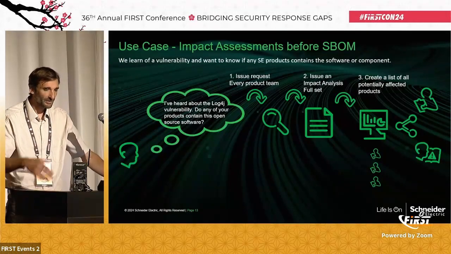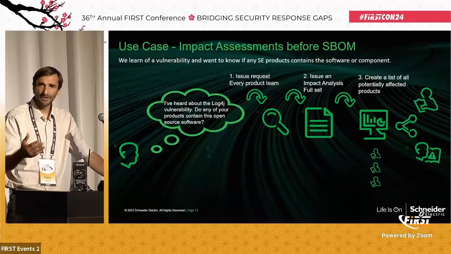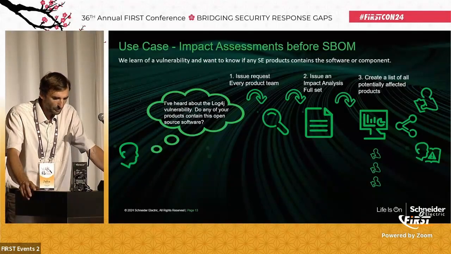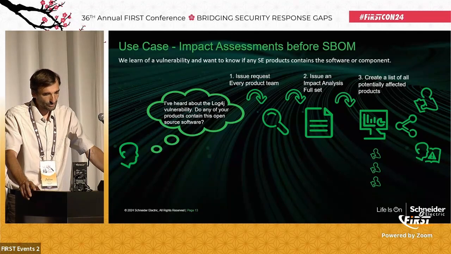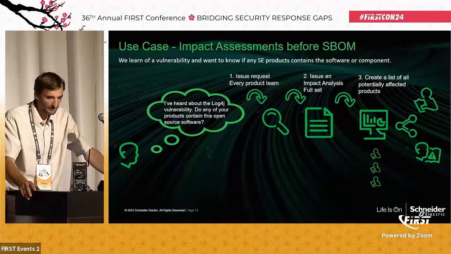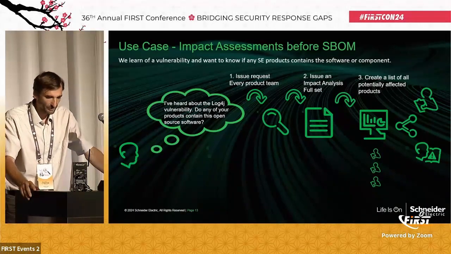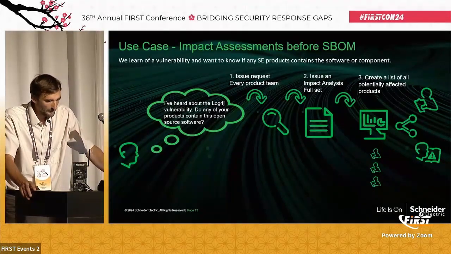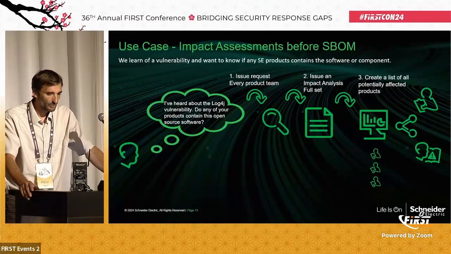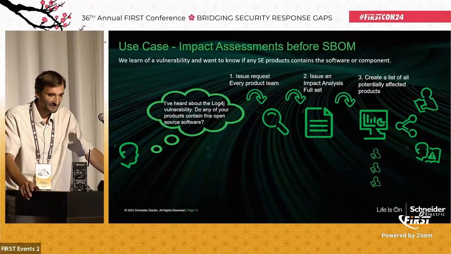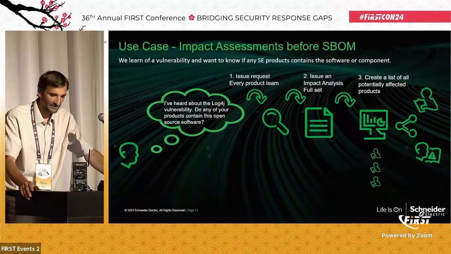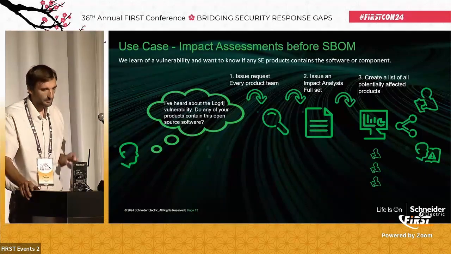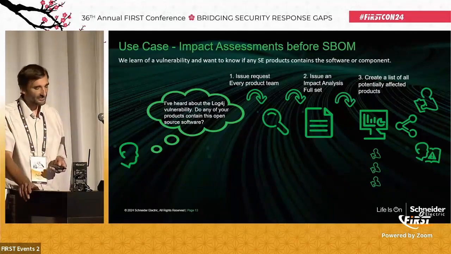So when we trigger an impact assessment, it has an impact on a lot of our teams. Before SBOM, we had to issue a request to every product team, because we don't have any central repository of our code. Then each team would conduct the impact analysis on all the products under their scope. And finally, we are able to get a list of products that are potentially affected and determine an action plan.